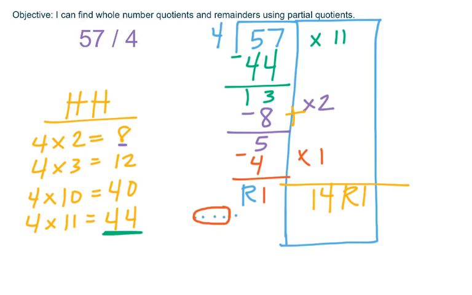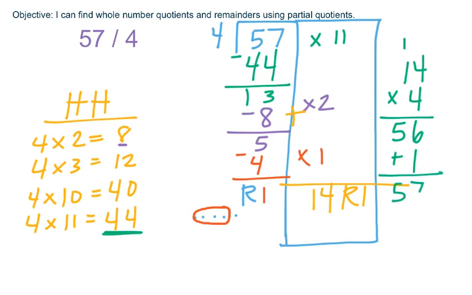And if I want to check this, I'd say, okay, 14, my quotient, times 4 is, 4 times 4 is 16. 4 times 1 is 4, plus 1 is 5, with a remainder of 1. And I get 57, my original dividend. So I know that I've completed this correctly.